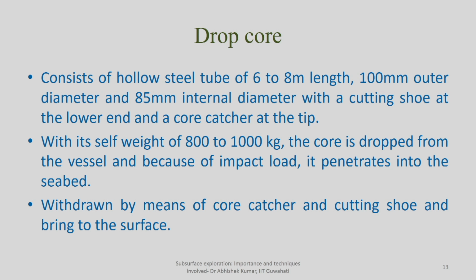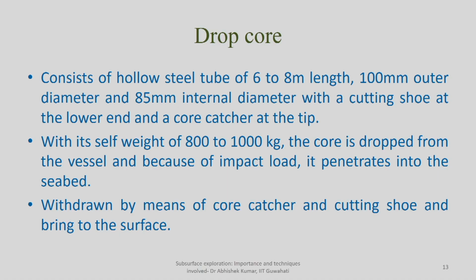As I mentioned, in comparison to grab box, the box core samples have relatively less disturbance. Then comes the drop core, which is also one of the widely used methods. It consists of a hollow steel tube which may be 6 to 8 meters in length, 100 mm outside diameter, 85 mm internal diameter, with a cutting shoe at the bottom, and a core catcher. The purpose of the core catcher is very much similar to your auger: it retains the collected sample within the sampler itself, so that you can bring it onto the surface for necessary field investigation.